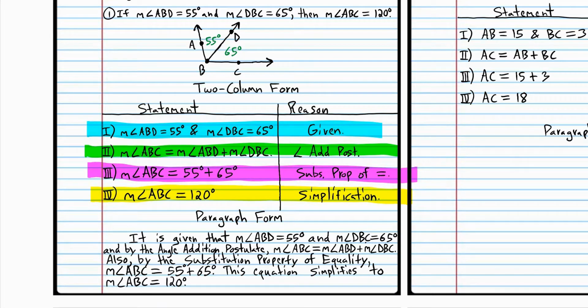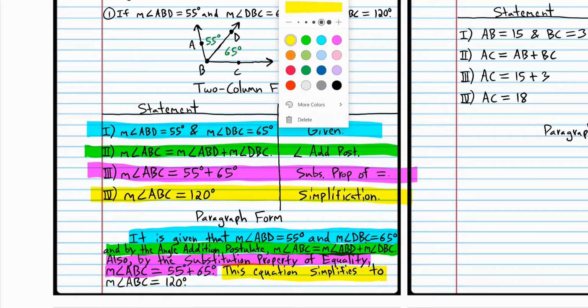So let's convert that. We're going to start off by saying it is given that the measure of angle ABD is 55 and the measure of angle DBC is 65. And then by the angle addition postulate, the measure of ABC is equal to the measure of ABD plus the measure of DBC. And also, by the substitution property of equality, the measure of ABC is equal to 55 plus 65. And this equation simplifies to the measure of ABC is equal to 120.